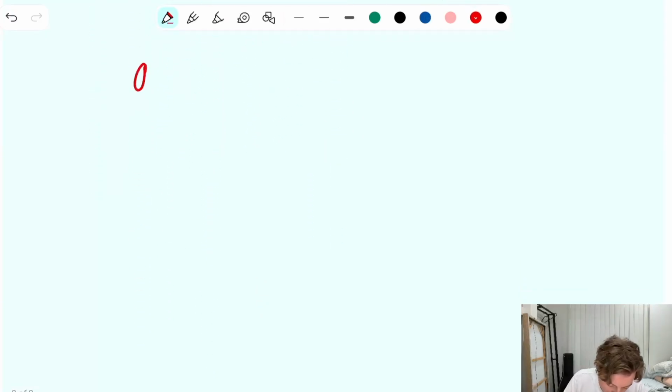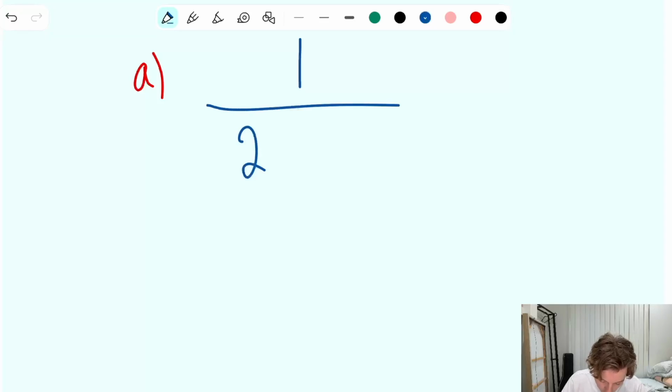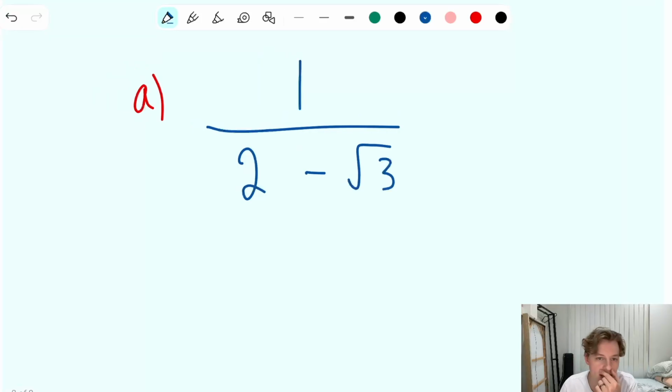The first question we had was simply to rationalize the denominator for 1 over 2 minus the square root of 3. Now, the technique for how we solve questions like this, we need to hopefully remember a little bit of difference of two squares, which if we don't know, feel free to comment down below, and maybe I'll put a video of that on the channel at some point. But if we recognize the difference of two squares, we are trying to apply what we call the conjugate to create our difference of two squares.